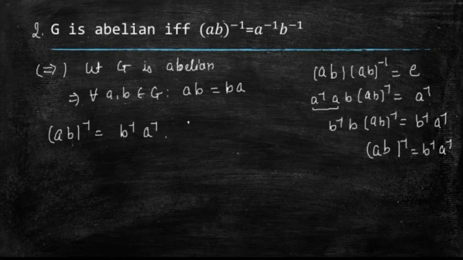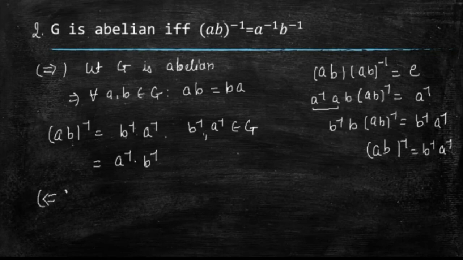So in general, in any group, this is true that (ab) inverse is equal to b inverse a inverse. Now I know that b inverse and a inverse are elements of the group itself, and the group is abelian. So whenever the group is abelian, the binary operation is commutative. So I can write this b inverse a inverse as a inverse star b inverse, and hence the claim.